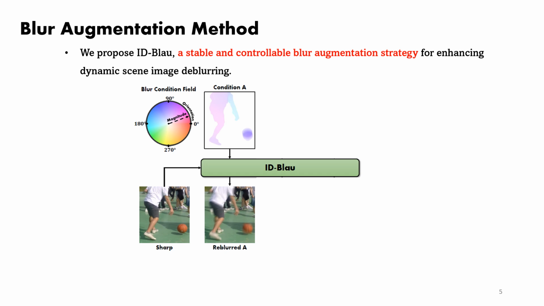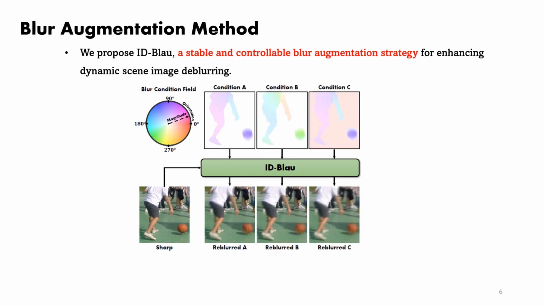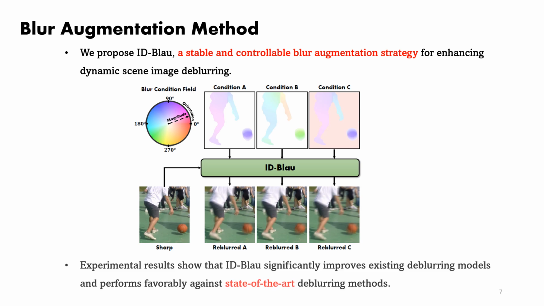For example, condition A is a blur condition map computed from the GoPro training set. We can create conditions B and C based on condition A to synthesize new reblurred images. Condition B is condition A with rotated orientations, and condition C is condition A with added camera motion blur. We can generate diverse training pairs using our method to enhance the performance of deblurring models. Experimental results show that ID-Blau significantly improves existing deblurring models and performs favorably against state-of-the-art deblurring methods.